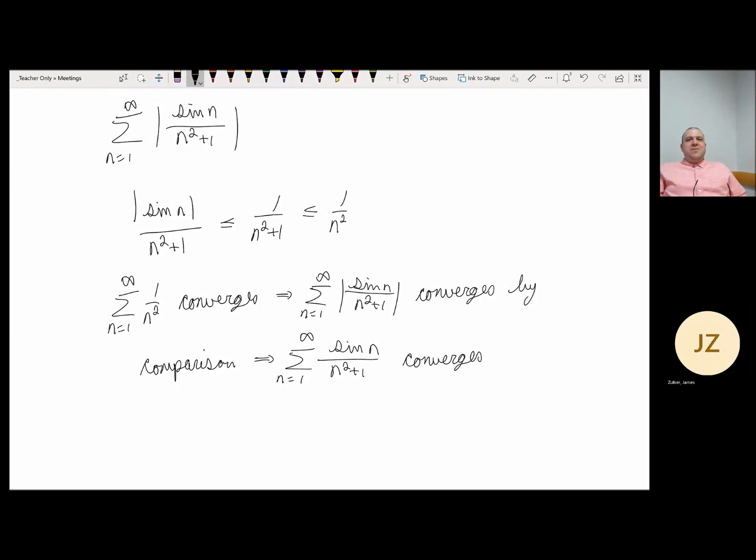We have two tests left to look at: ratio and root, which are the most powerful tests. We look at those on Thursday.